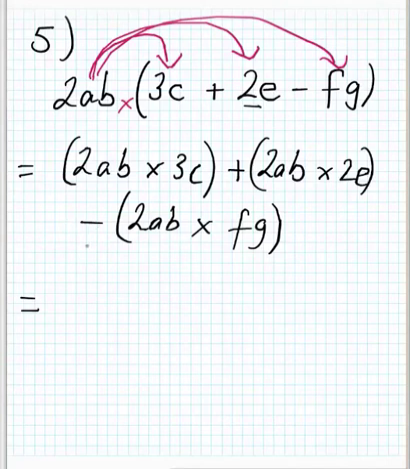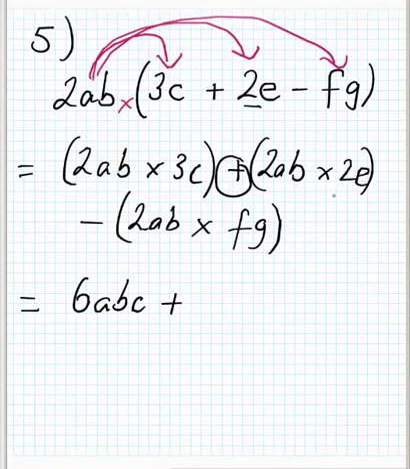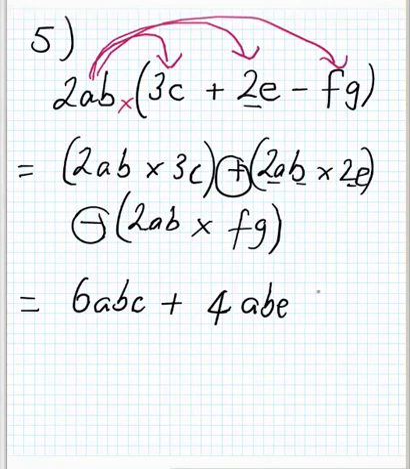So now 2ab times 3c. Well, 2 times 3 is 6. Always multiply your numbers. And ab times c is just abc. Done. There's a plus here, so next comes plus. And then 2ab times 2e. 2 times 2 is 4. And then ab, e. So a, b, and e. There's a minus that comes next. So minus. And now 2 times, well, there's no number here. There's an invisible 1. So 2 times 1 is just 2. And ab times fg, well, a, b, f, and g.